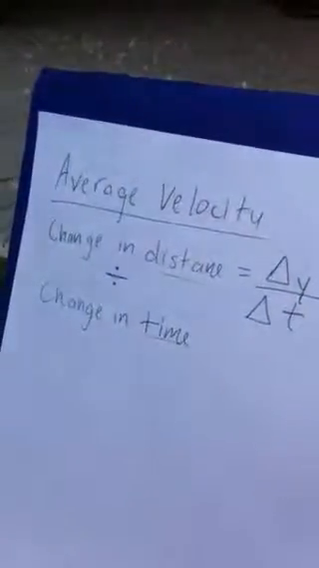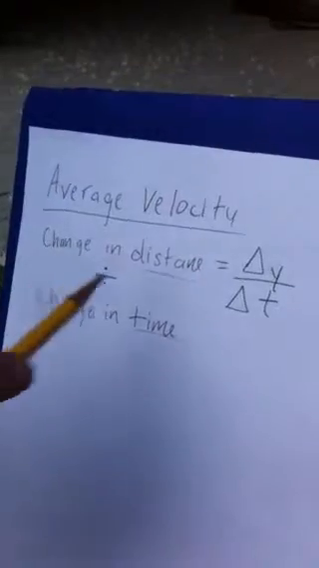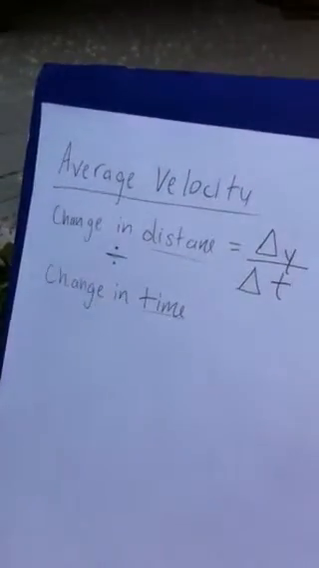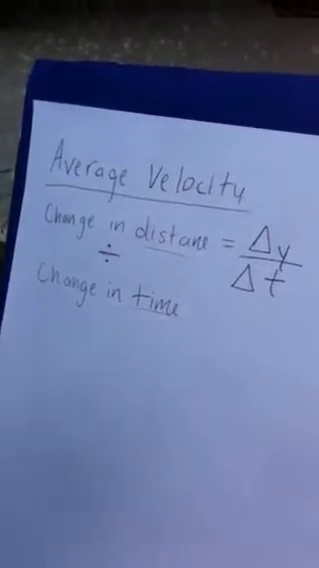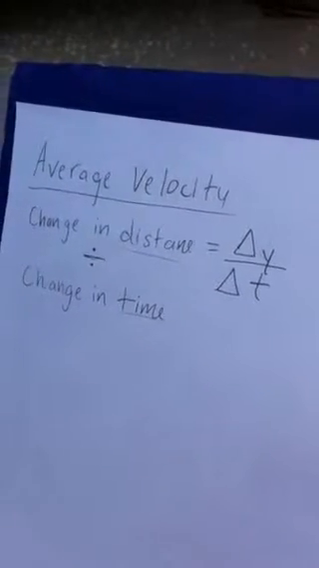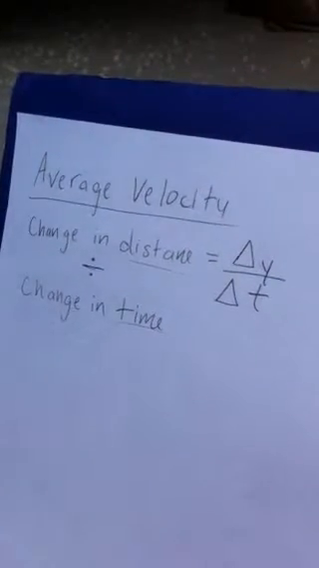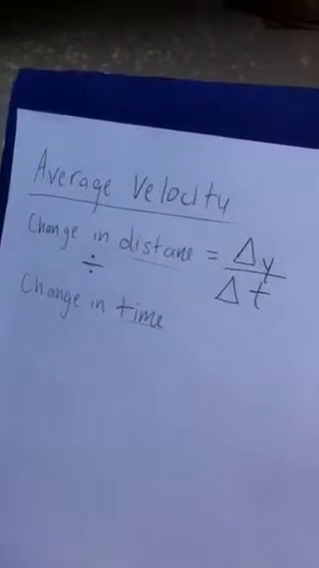Okay, so this is the formula for average velocity, which is change in distance over change in time. This is basically saying you go this far in this amount of time, and that's your speed. That's just the definition of speed, because it's like miles per hour, feet per second, and so on. Now, to find instantaneous velocity, it's a little bit more complicated.